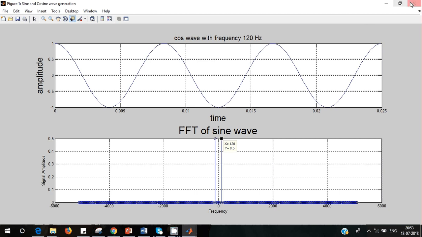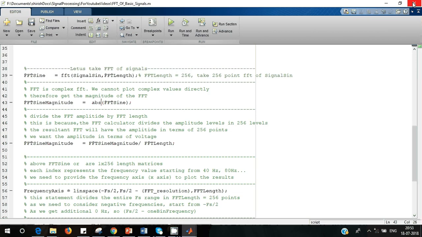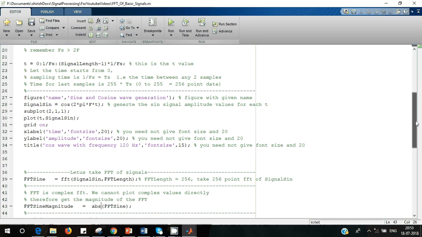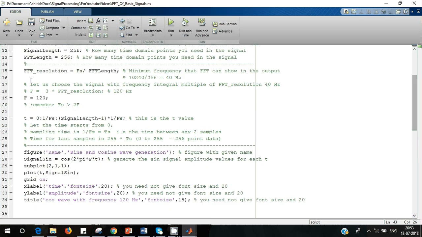So you can try with other signals as well. The main thing you have to remember is, if you want to get exact peaks, your f should be an integral multiple of this FFT resolution, multiples of 1, 2, 3, and so on. If you give some other value, then you will see spectral leakage. You may not be able to find an exact peak.